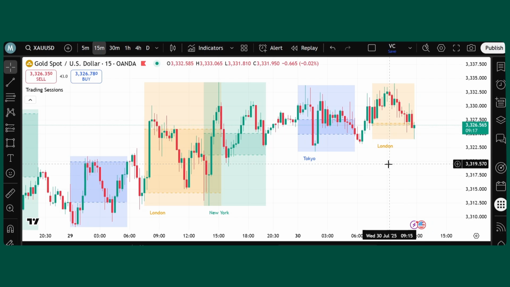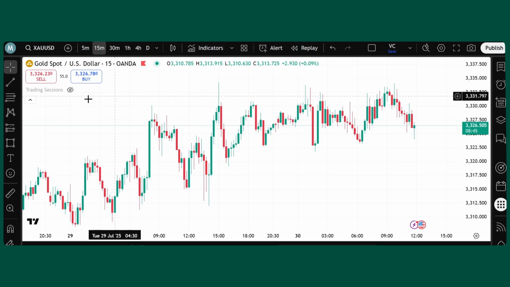And for those of us in the West African region of the globe, the Asian session starts from around midnight up until about 6 a.m., 7 a.m., while the London session kicks off from there from about 8 a.m. down to about 1, 2, 3, while the New York session takes the baton from there from 2:30 p.m. down to the night time. So you just need to understand your sessions.